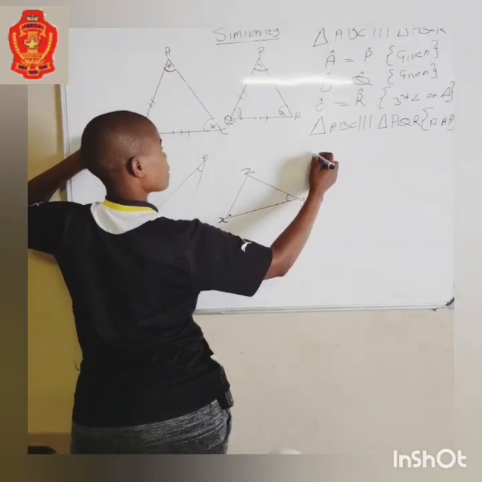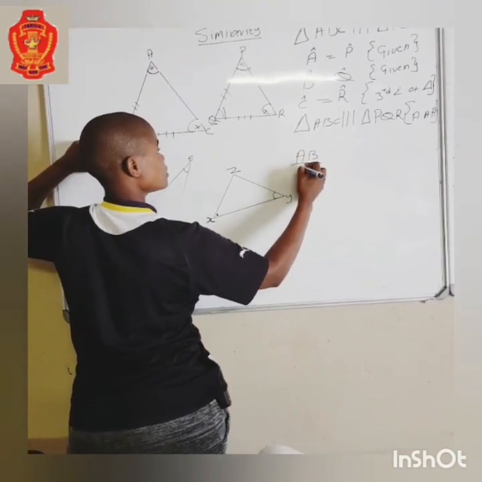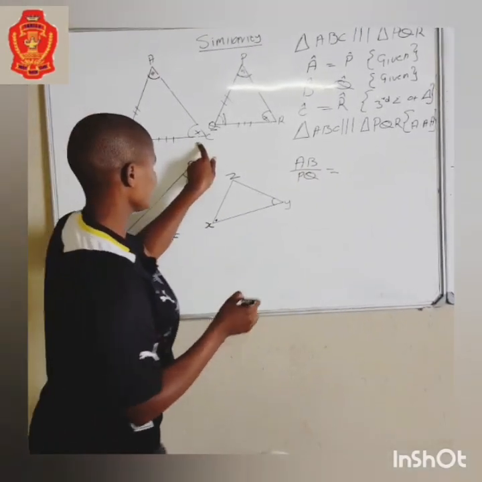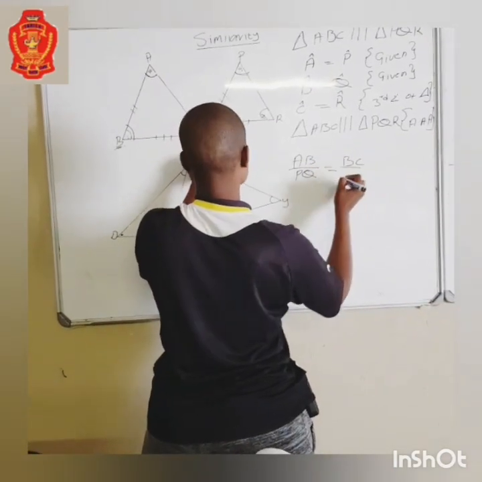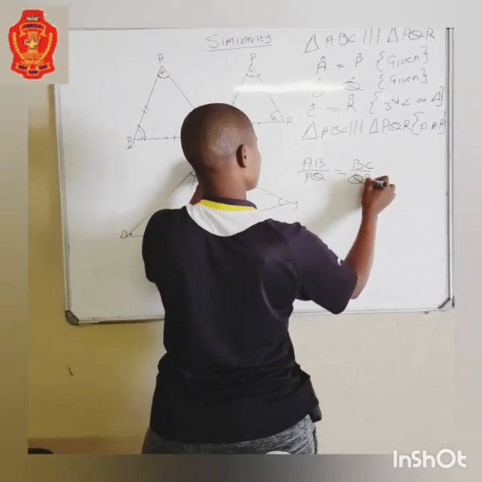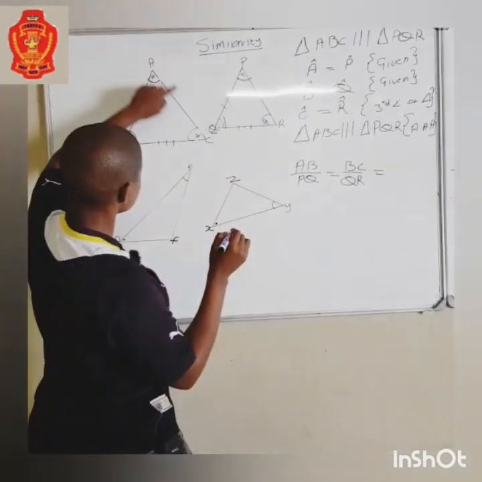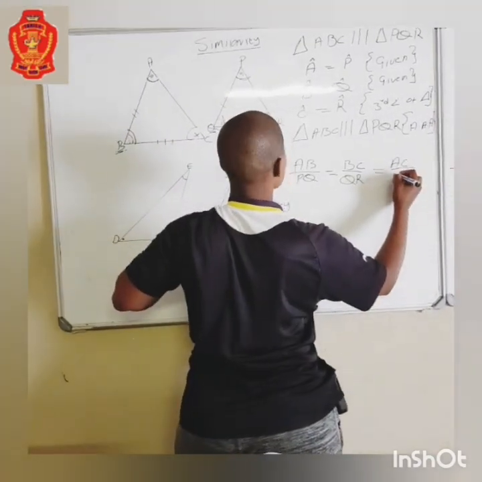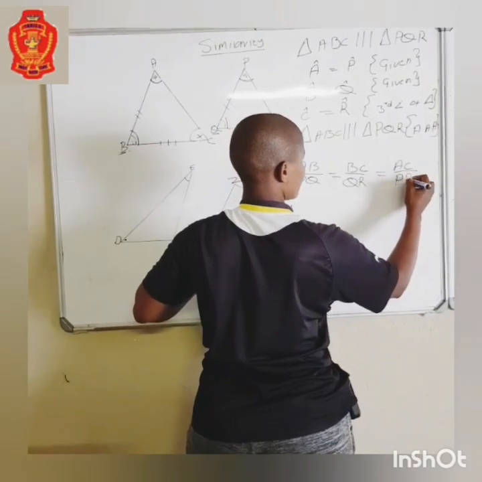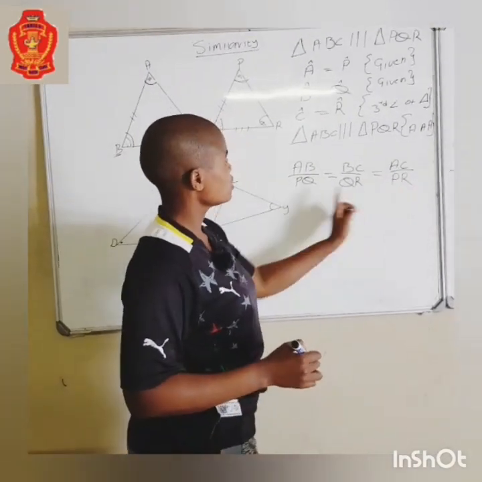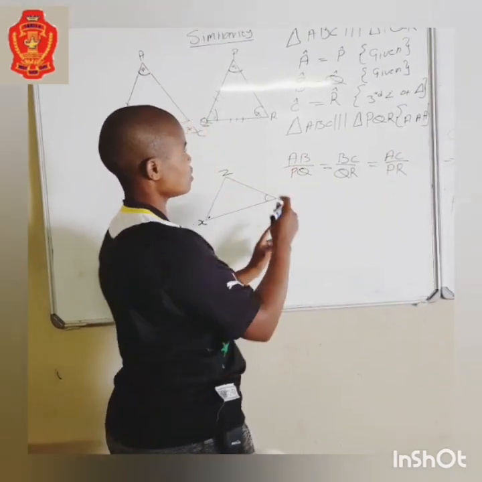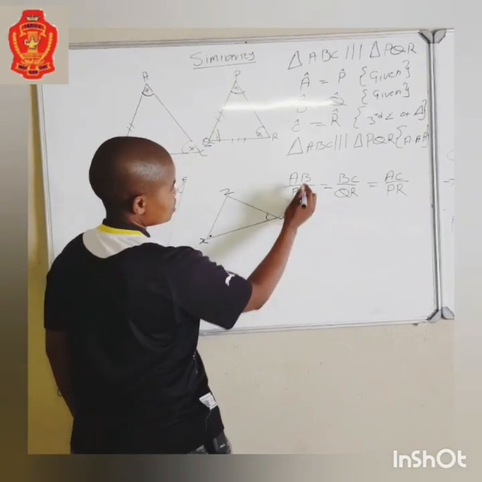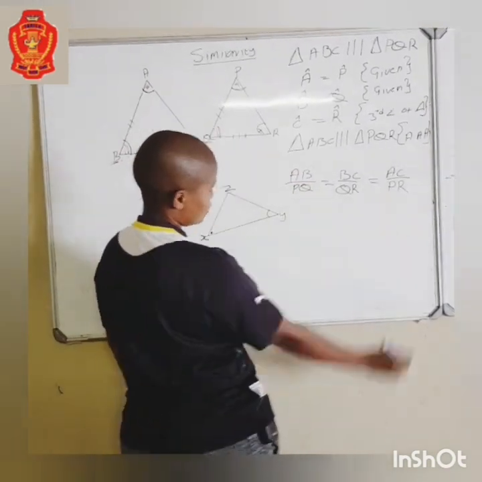So I will say AB divided by PQ is equal to, another matching side is BC divided by QR. Another matching side is AC matching with PR. And this is what we're talking about, that corresponding sides are in proportion. Proportion means two or more ratios, a ratio or a fraction, being equal.